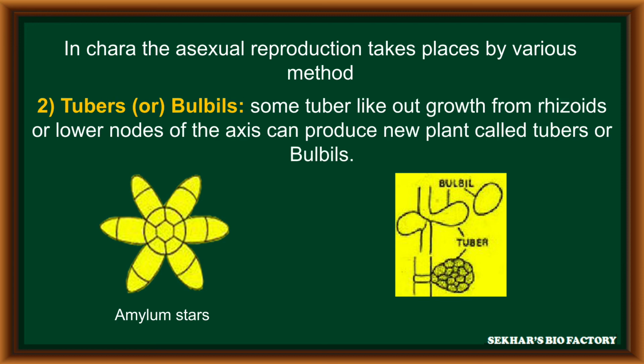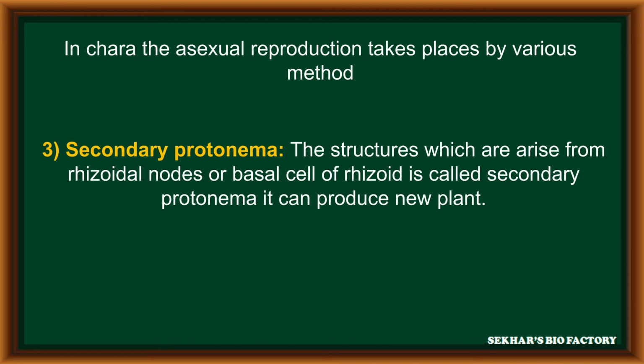The second method is tubers or bulbils. Some tuber-like outgrowths develop from rhizoids or the lower node of the axis. They have the capability to produce a young one and are called tubers or bulbils. Rarely, some secondary protonema structures arise from rhizoidal nodes or the basal cell of rhizoids. They have the capability to produce a new young one. It is called secondary protonema.